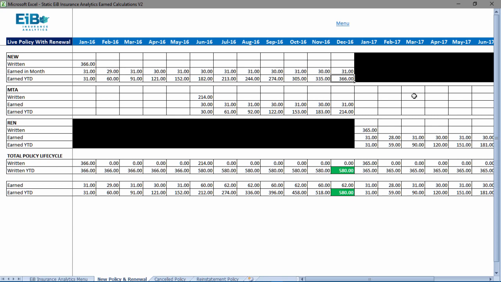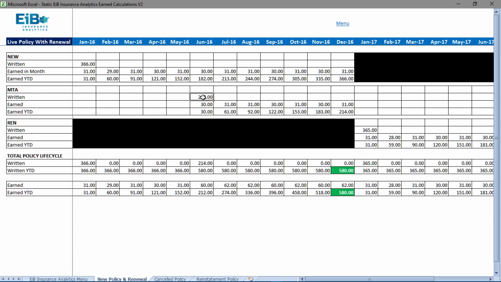Now, of course, on one policy, on one transaction where there's a premium and nothing else, that's really simple. But obviously life's not as easy as that. A lot of people have mid-term adjustments. So if we take the motor MGA business, that could be adding a new car, change of driver details, change of location, whatever, change of vehicle. And here that obviously can incur additional premium. So here we have a mid-term adjustment in June of 2016 of 214.